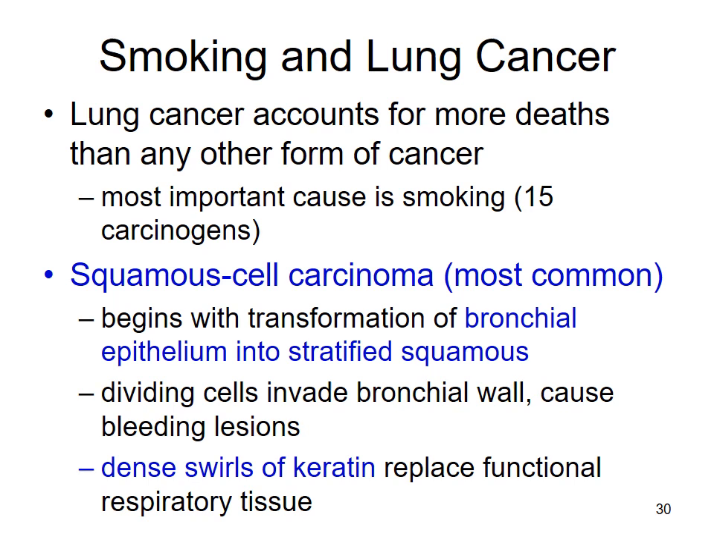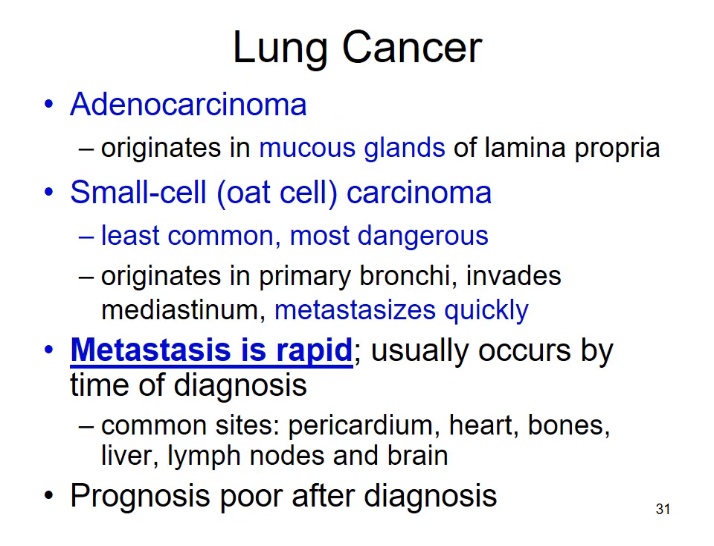Now, when it comes to lung cancer, there are three main categories. The most common one is the squamous cell carcinoma. This one starts out with the bronchial epithelium transforming into stratified squamous epithelium. The change in histology actually makes it harder for the lungs to function, and what we see happening is that scar tissue or the tough protein keratin will start replacing functional respiratory tissue. Adenocarcinoma is another type of lung cancer. This one starts within the mucus glands of the tissue.